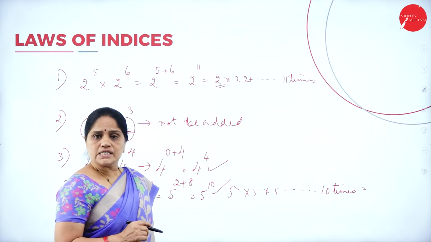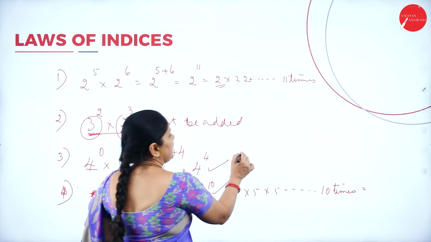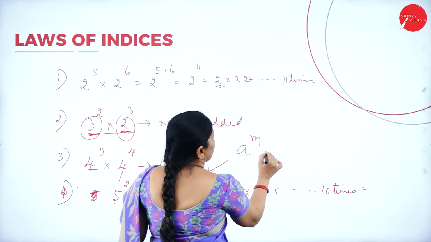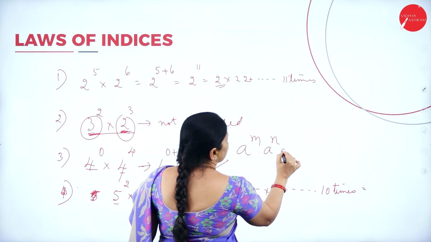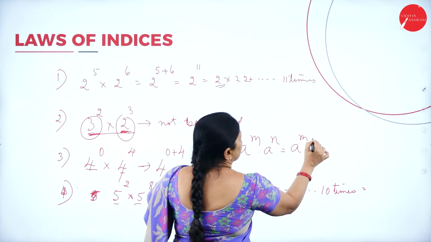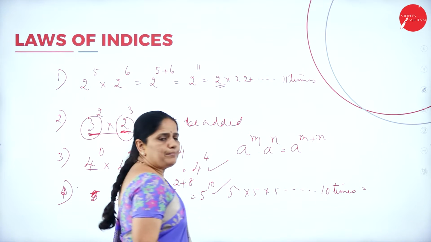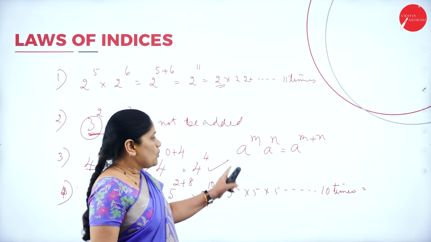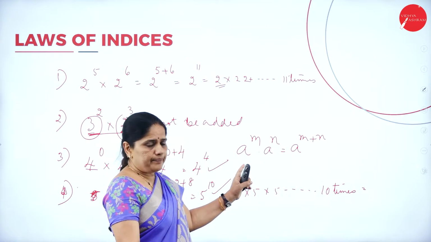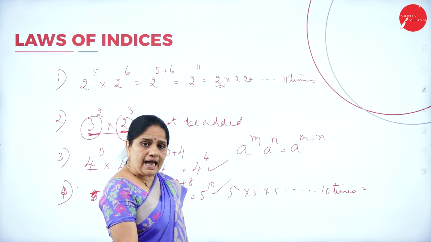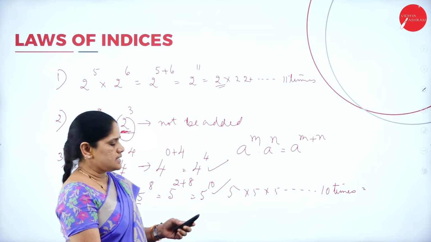Now what does the first law of indices tell us? a to the power of m into a to the power of n equals a to the power of m plus n. So when the bases are same, the powers can be added to get the result.